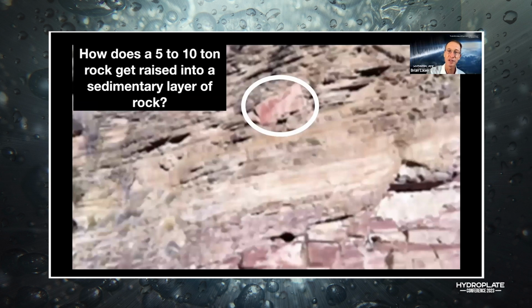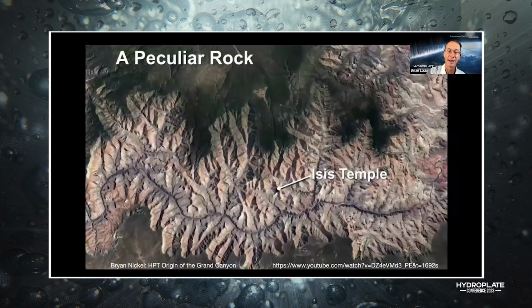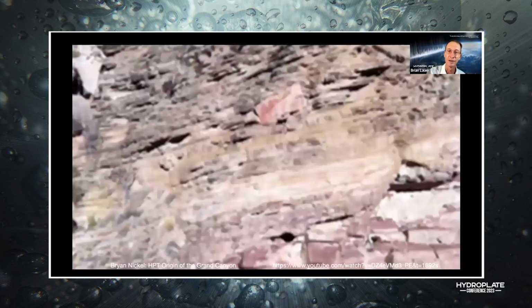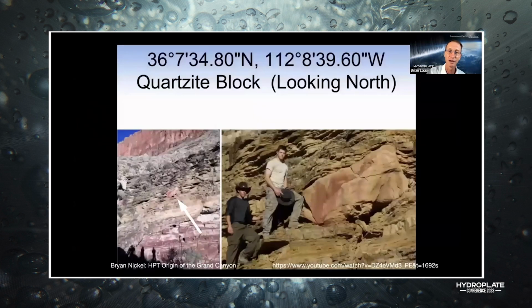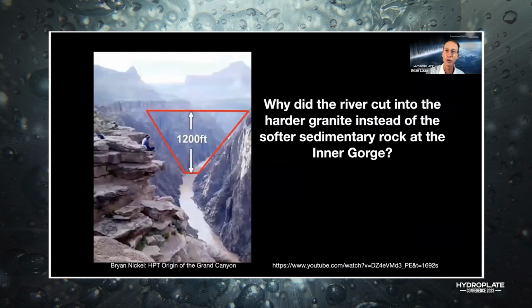And then we talked about this rock. How do you get a 5 to 10 ton rock raised up into a layer of sedimentary rocks? Because it came from the bottom right and now it's up in the top middle. Yeah, Mr. Evolutionist, explain that with your blind chance and random collisions of atoms. And that rock is at the Isis Temple. And then this is Walt Brown's sons. And the inner gorge, 46 miles long.